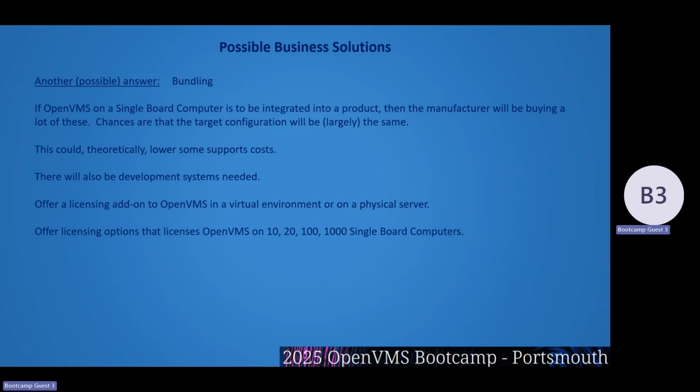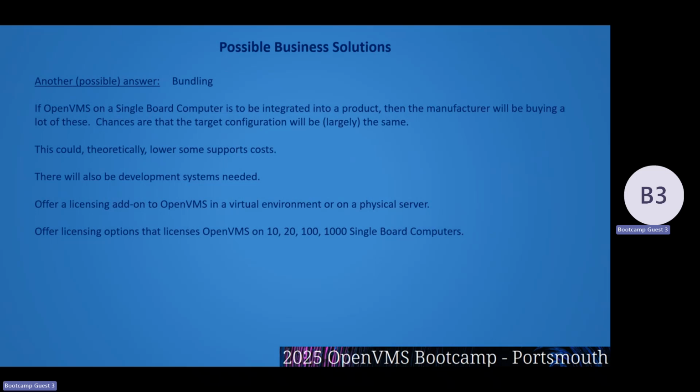But if OpenVMS on a single board computer is going to be used and integrated into a customer product, then that manufacturer will probably buy a lot of them. And they're also going to need development systems. And those target configurations should largely be the same. So theoretically, there is an economy of scale of supporting 100 of these boards where they're all the same. So that could make the bundling and the licensing costs a little bit more palatable.